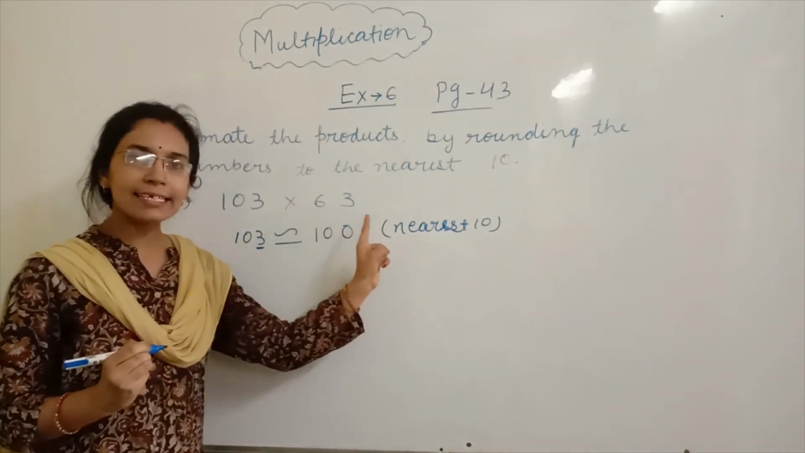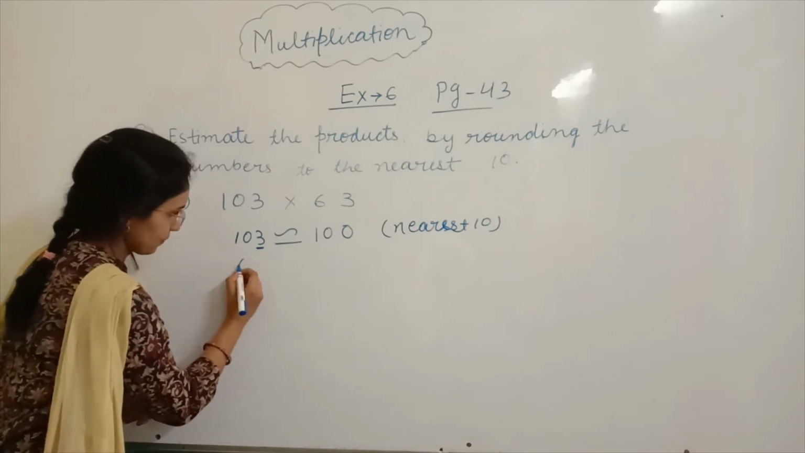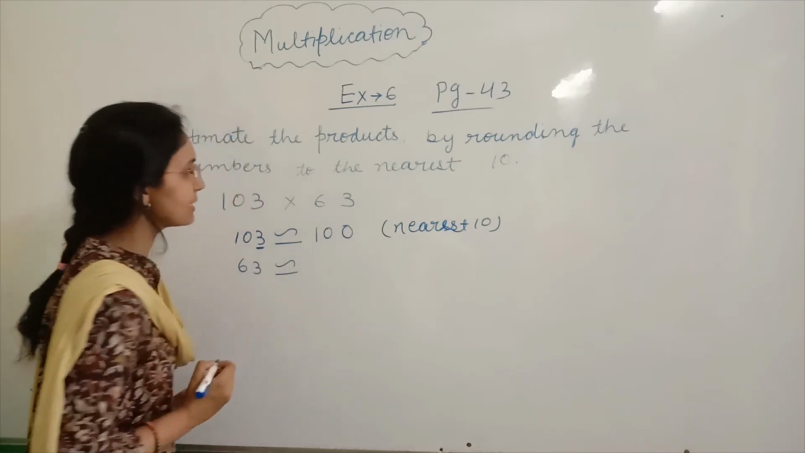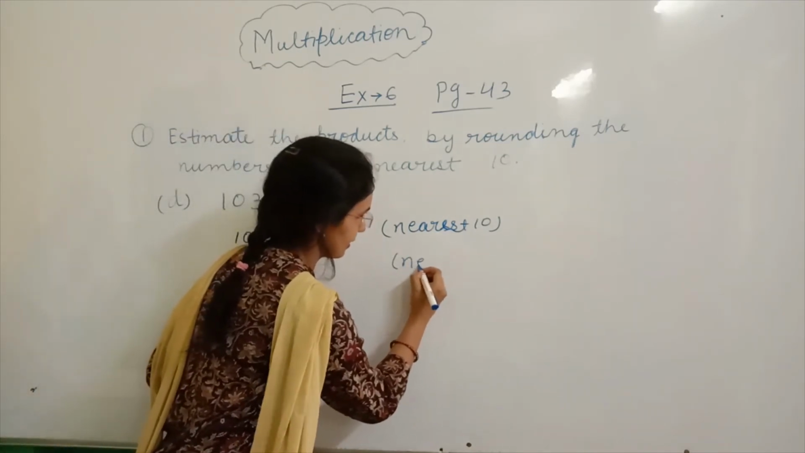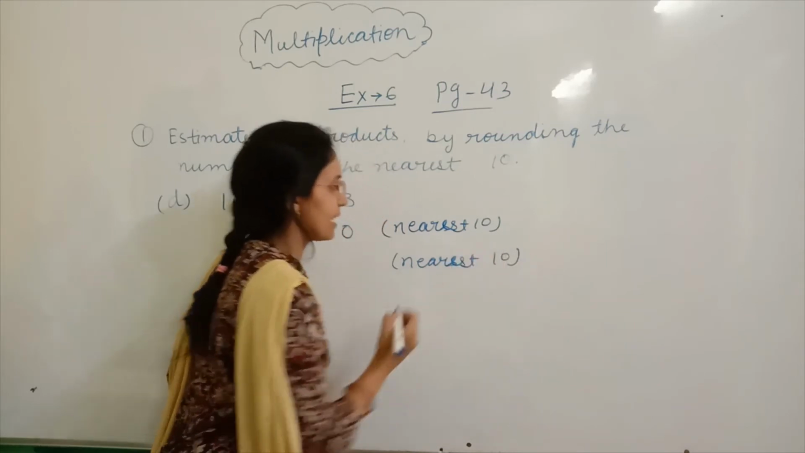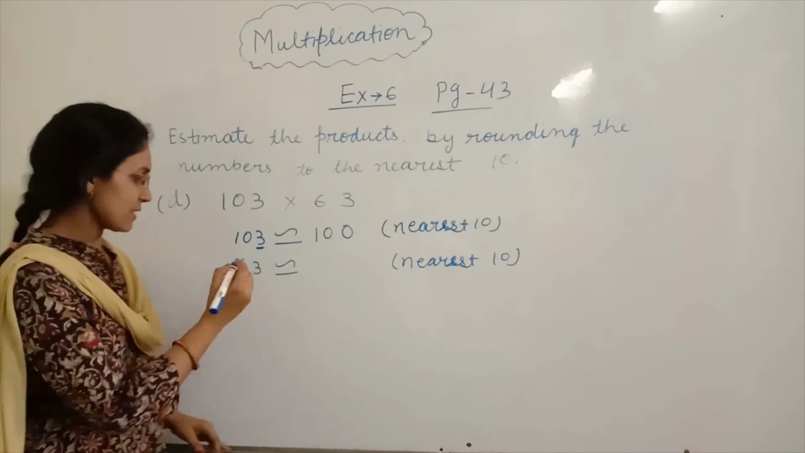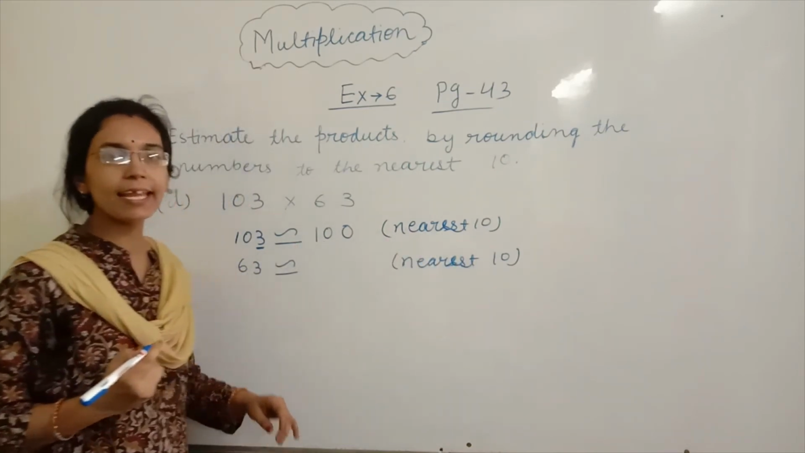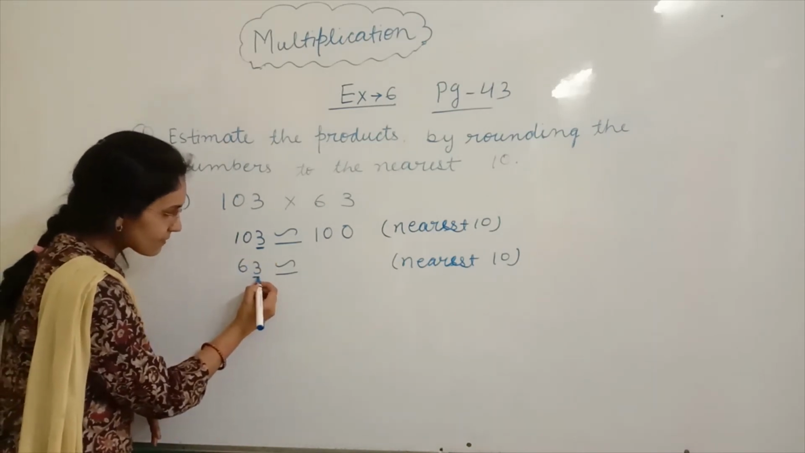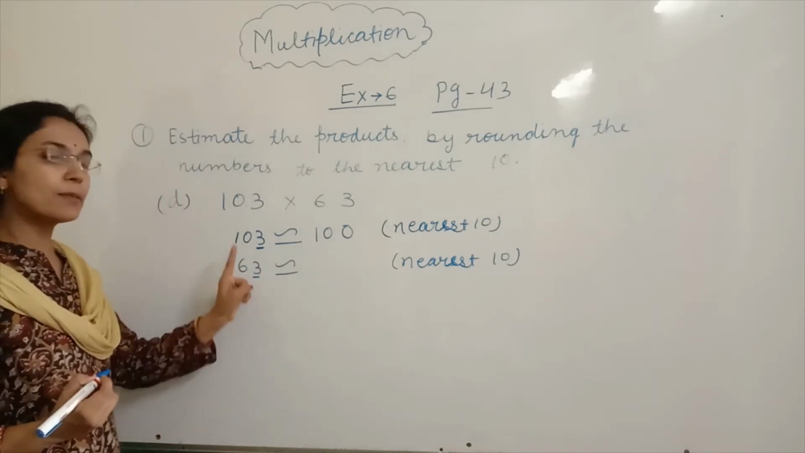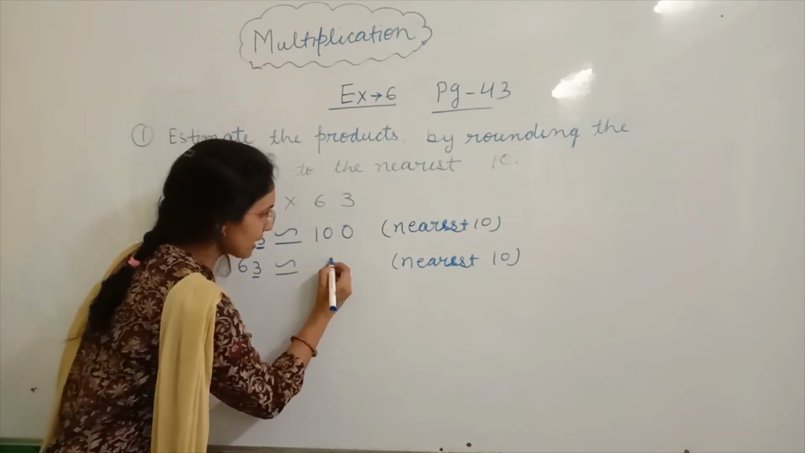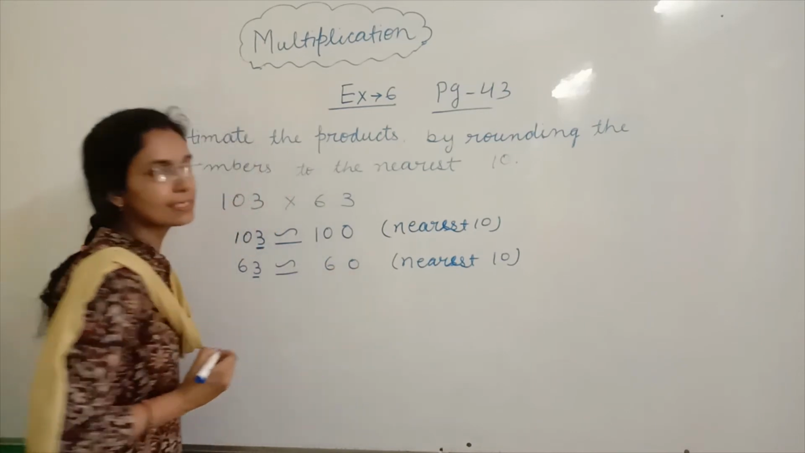Now we'll take another example, 63. This number also will be rounded to the nearest 10. Again we'll see the ones place. Whenever rounding to the nearest 10 is there, you will always see the ones place. Ones place is less than 5. So that digit will be 0 and the rest of the number will be as it is. So rounding to the nearest 10 will be 60.